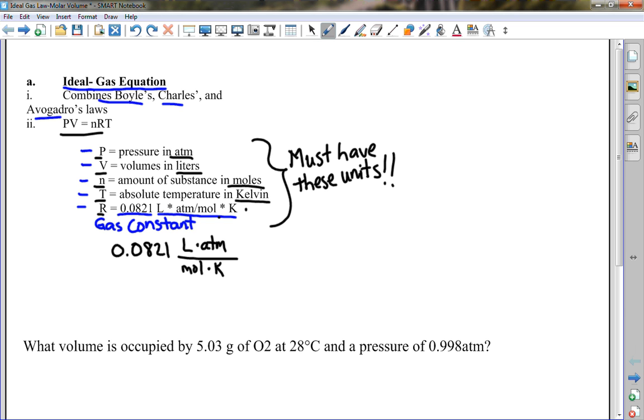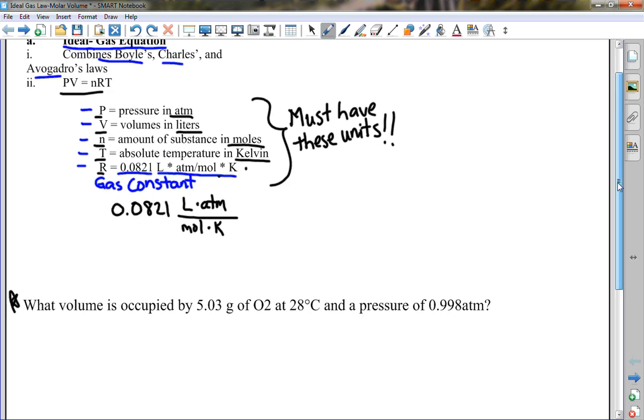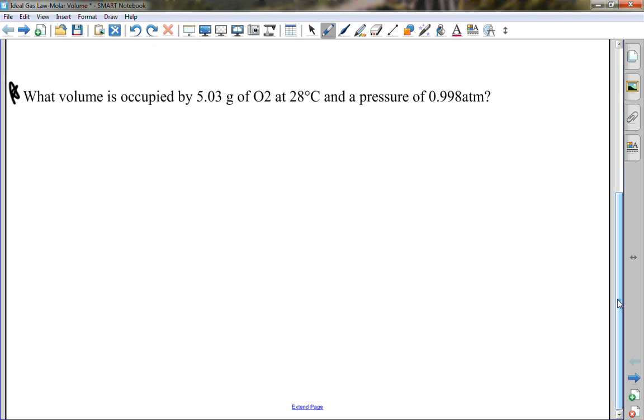Okay, so I have an example problem here down below. We're going to take a look at it and use it to solve this problem so you see how this works. What volume of a gas is occupied by 5.03 grams of oxygen? Oh, that really should say O2. Sorry about that, not having the subscript. At 28 degrees Celsius, and a pressure of 0.998 atmospheres.